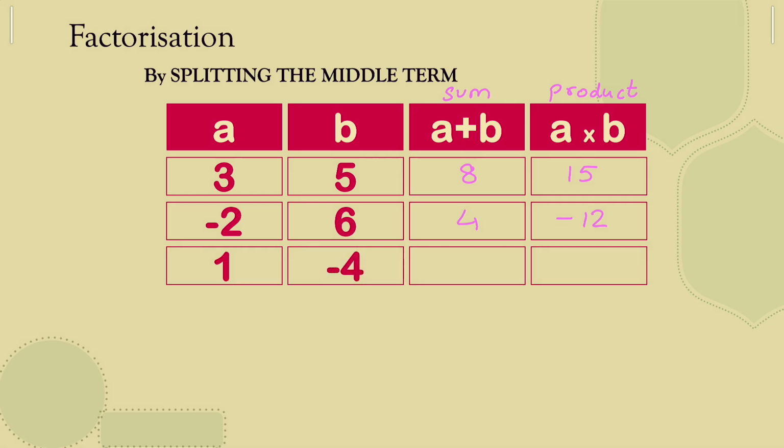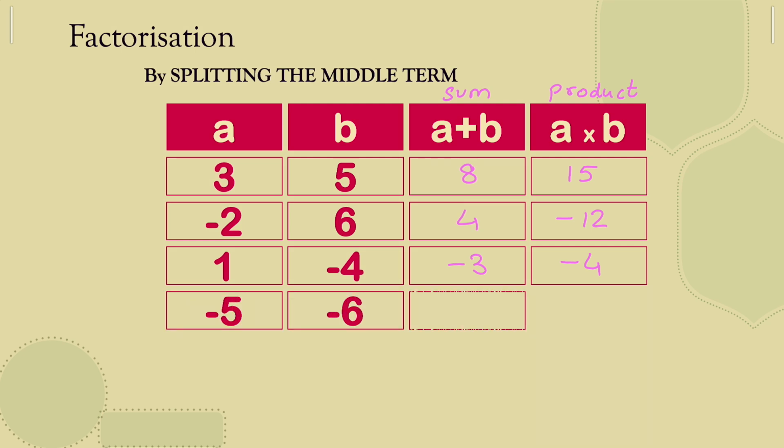If the numbers are 1 and negative 4, what will be the sum? And product? The sum is negative 3 and product is negative 4. If the numbers are negative 5, negative 6, the sum will be negative 11, product will be positive 30. So you know how to deal with integers while finding the sum and the product.